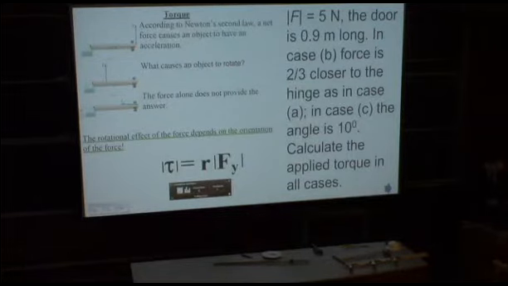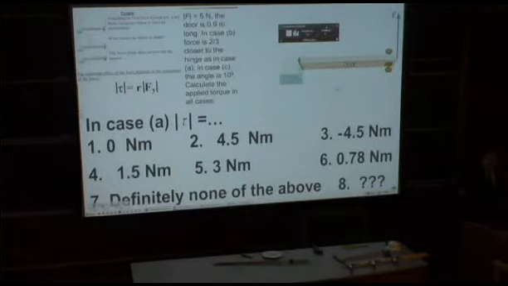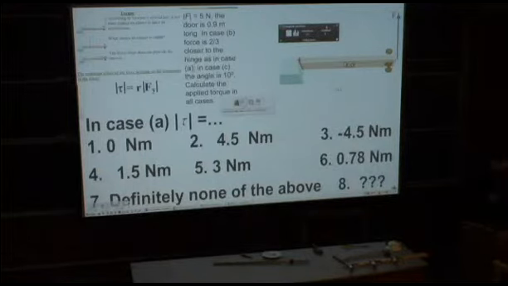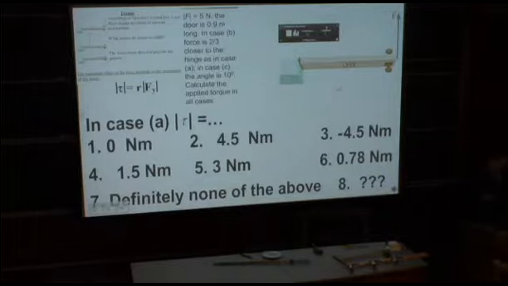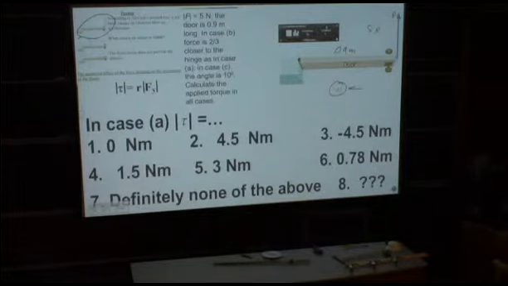So, where's the question? Here's the question. So 10 people answered something already. All right, don't worry. This is case A. The magnitude of this force is 5 newtons. The distance from here, that's the length of the door, is 0.9 of a meter. And you need to calculate the magnitude of the torque which is being applied in case A.